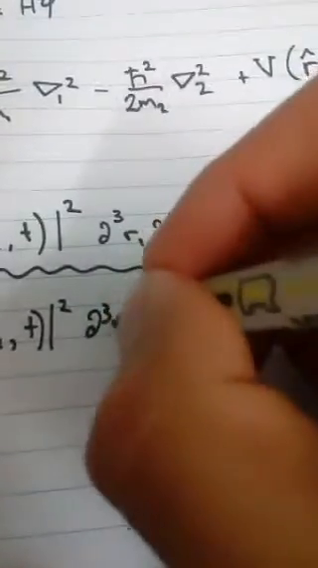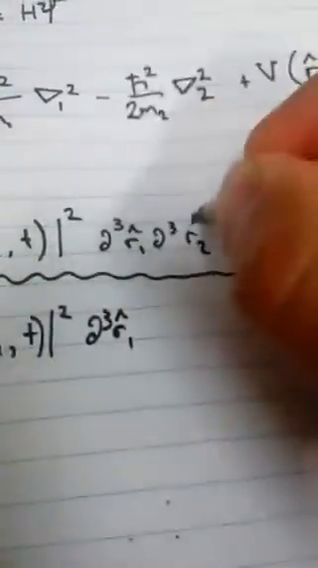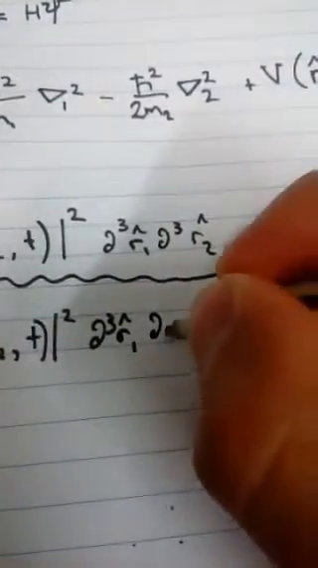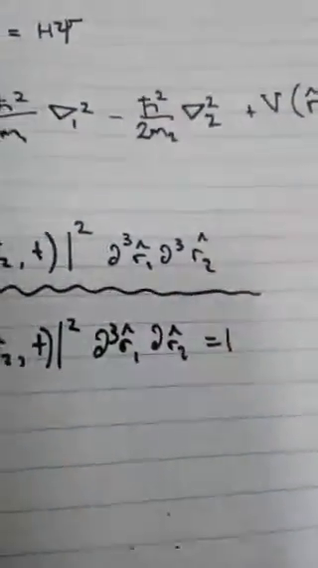Oh my god. All right, and it's the norm of that squared, d cubed R1 d cubed R2, equals 1.